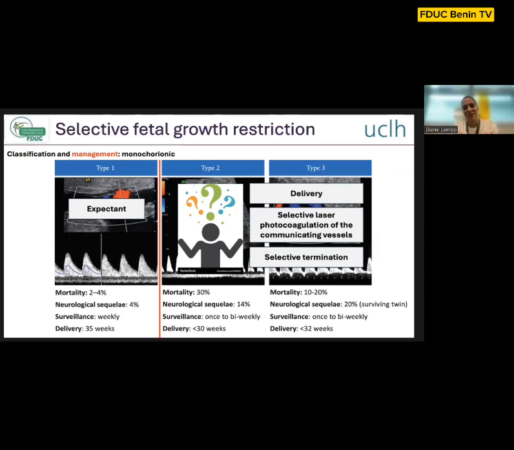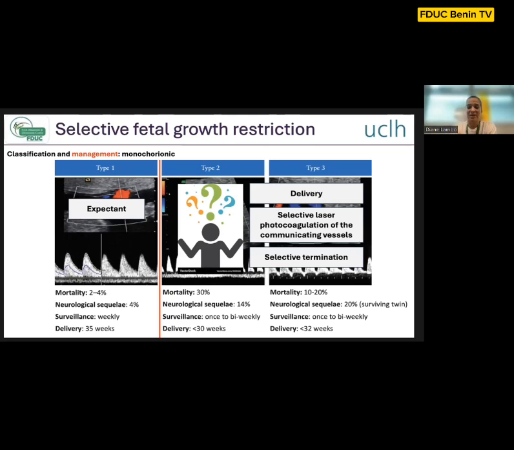Ultimately, it tends to result in fetal death of the growth restricted fetus rather than to help the situation. Sometimes parents find that it is one way of opting for what we call a selective termination, so reducing the pregnancy to a singleton without having to make that decision. But as I said, management of type 2 and type 3 is a very complex discussion that's often had with the parents and not very easy to manage.